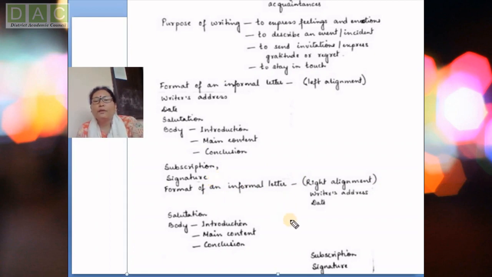Now let's move on and look into the right alignment letter. The format here shows that on the top corner of the right, we need to write the writer's address. Along with that, below, we have to write the date. Then on the left again, the salutation along with the body of the letter, where we'll be writing our introduction. Then the main content will follow, and ultimately the conclusion. And again on the right below, we'll be writing the subscription and the signature.